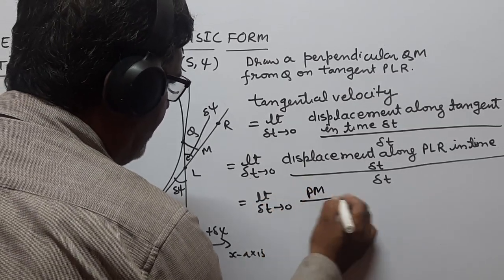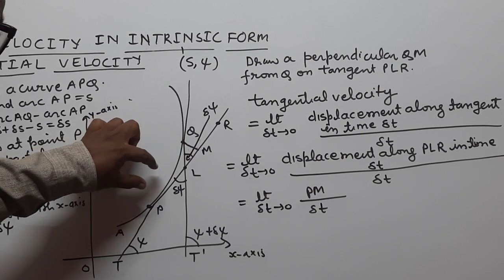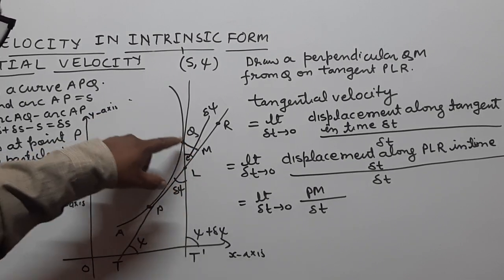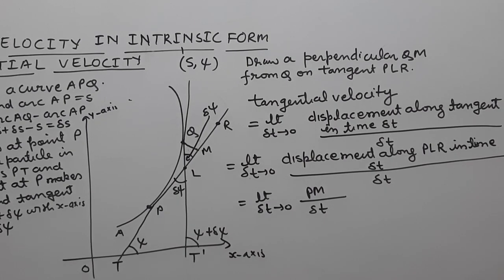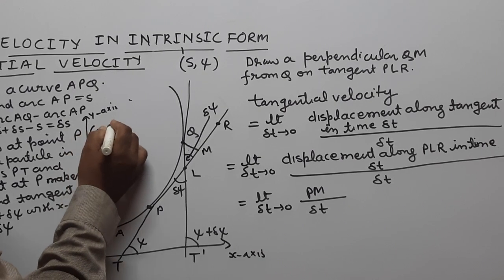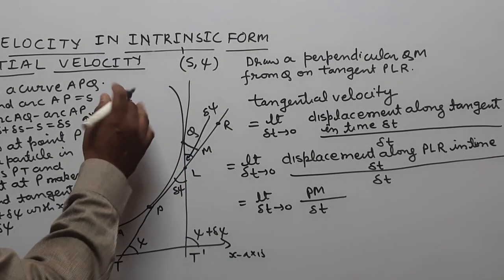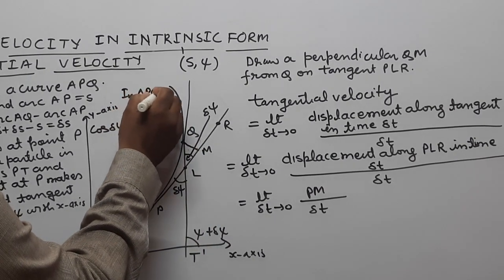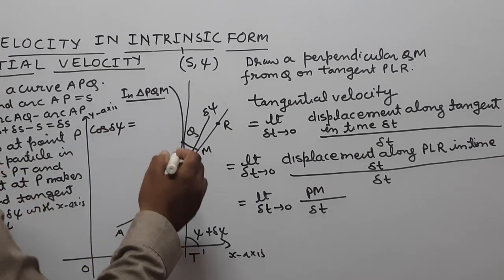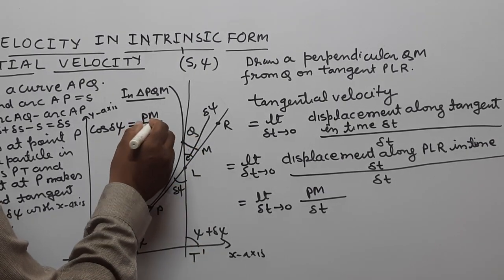You can see here, since this Q point and P point are very close, this triangle PMQ is a right angle triangle. So in this triangle, first we find PM. Cos del psi is equal to base upon hypotenuse. In triangle PQM, cos del psi is equal to base upon hypotenuse. So base is PM here and hypotenuse is PQ.